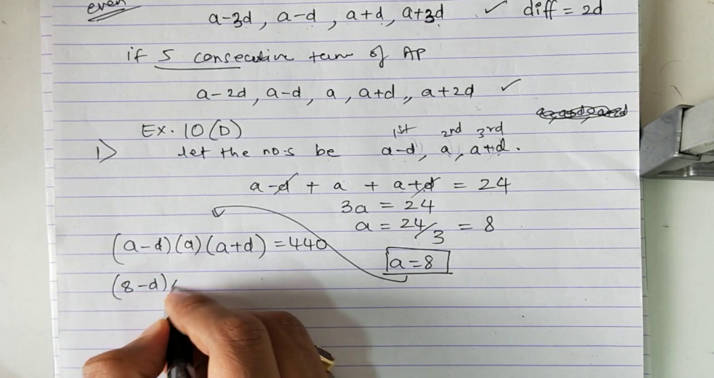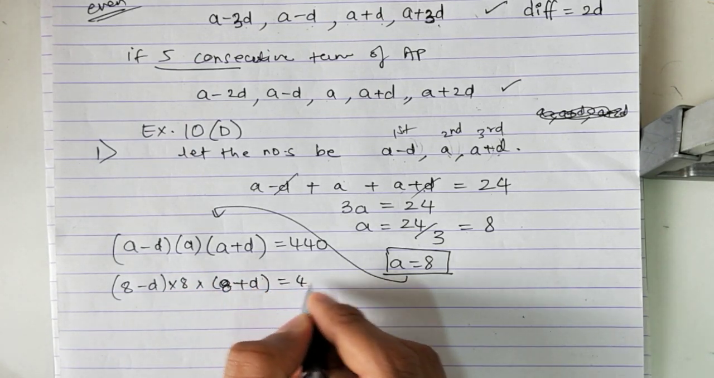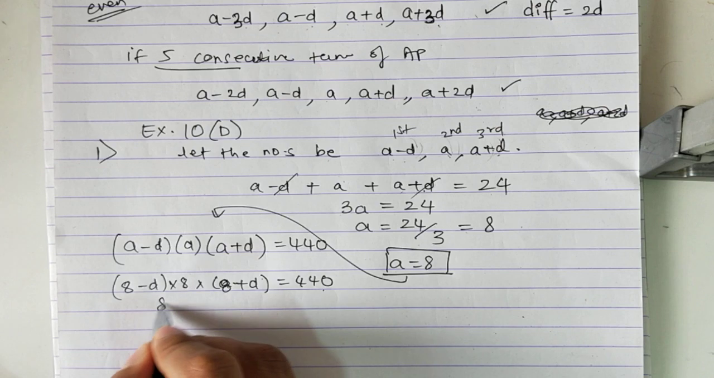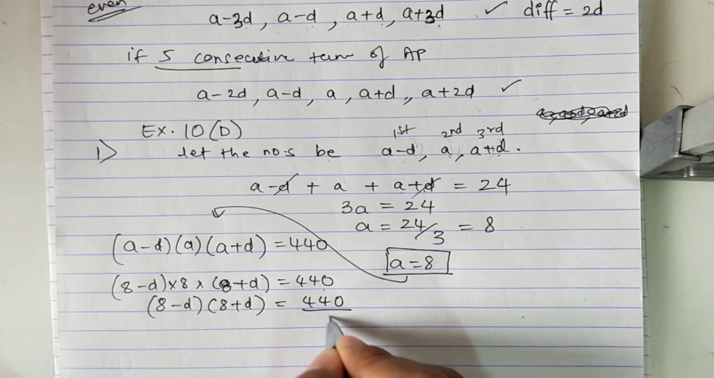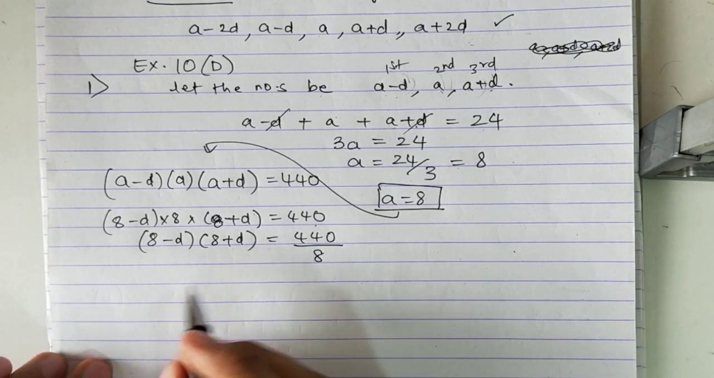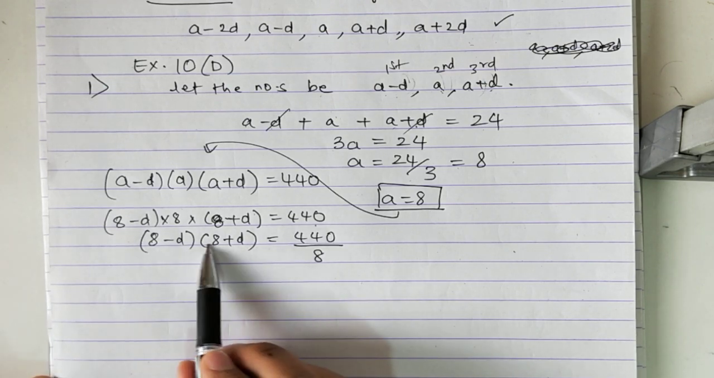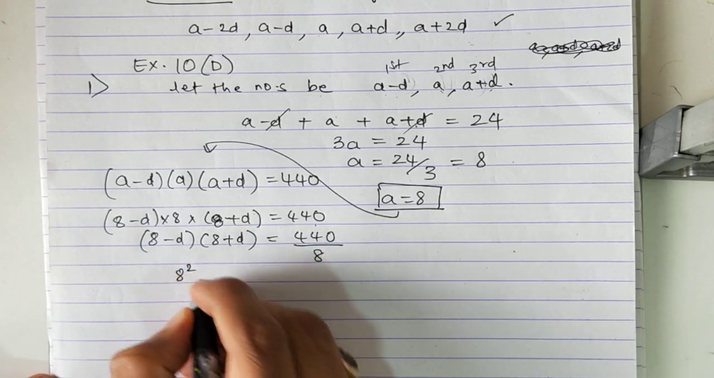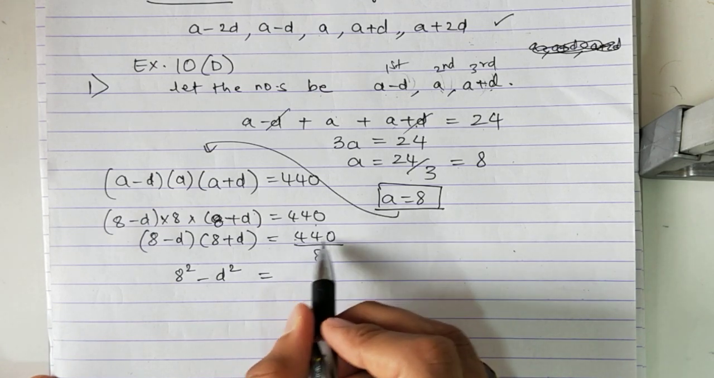8 minus d into 8 plus d is 440. Now this 8 here, which is in multiplication, will get divided here. Divide by 8. Now 8 minus d, 8 plus d. Formula: a minus b, a plus b, it is a square minus b square. Equals 440 upon 8.